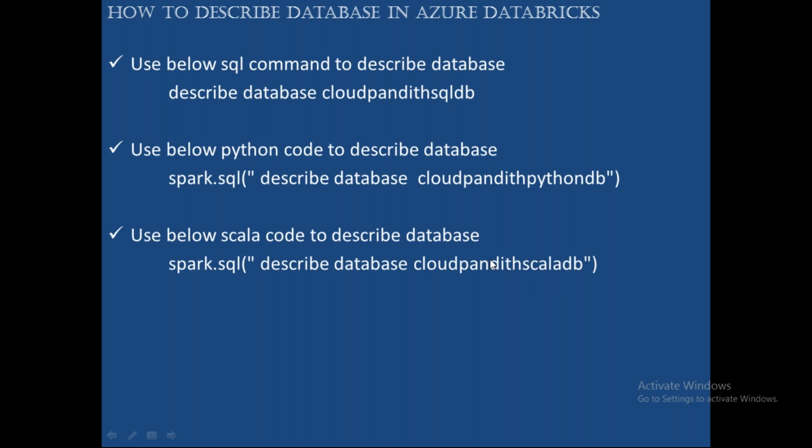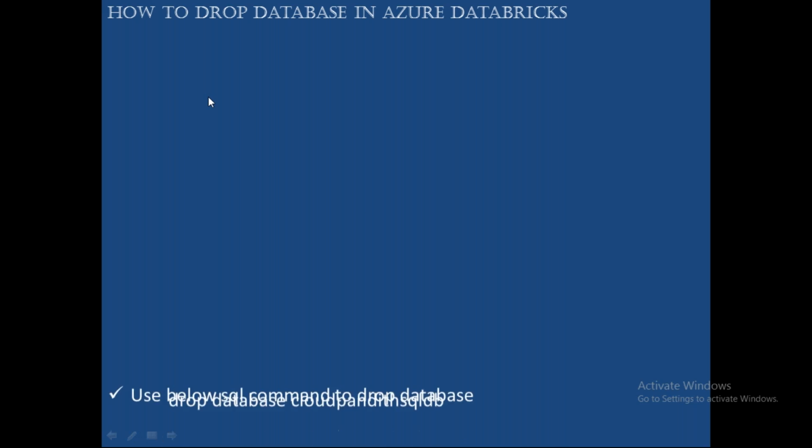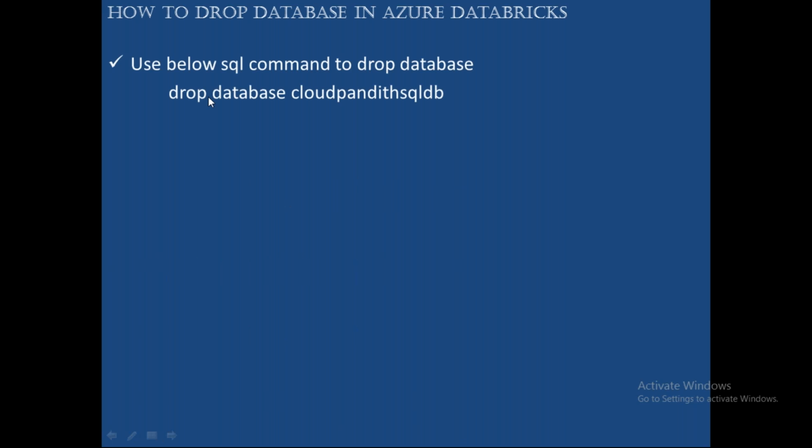Okay. Next, suppose I want to drop a database. Same, instead of mentioning describe, just put drop. Let me show you that. So how to drop a database in Azure Databricks? Use the below SQL command to drop database name.